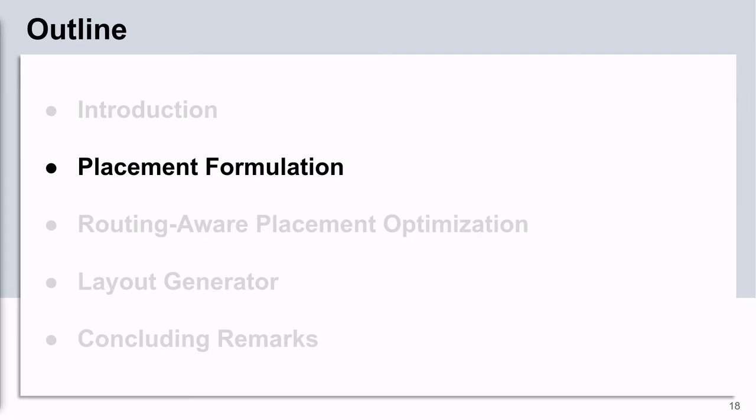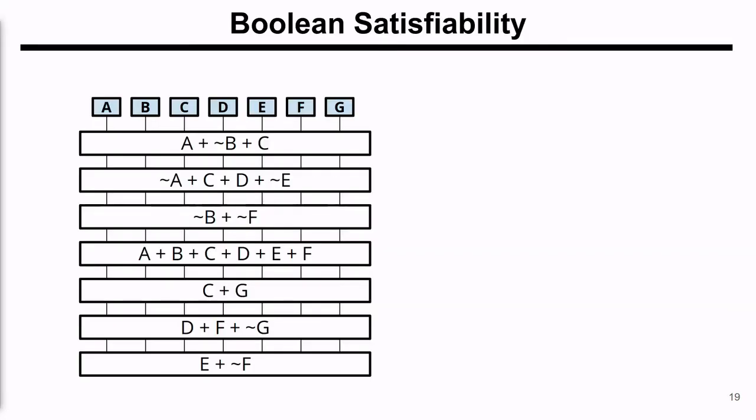With this problem established, we are going to go now to present the placement and routing for standard cell layout generation. First, I will introduce Boolean satisfiability. Given a Boolean expression in conjunctive normal form, a Boolean satisfiability algorithm will look for a combination of inputs such that the output is true.